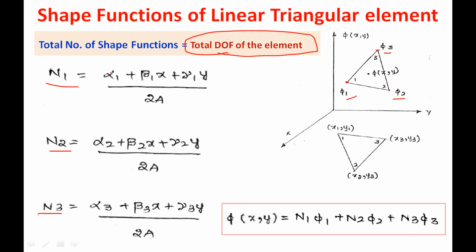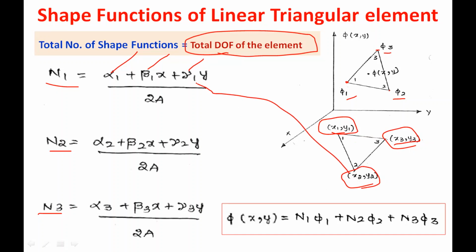Now, how do we determine these alpha, beta, gamma values? For that we have a general expression, and once you know the xy coordinates of each node, based on these coordinates we are able to find the alpha, beta, gamma values and the 2A value. Then we can get N1, N2, N3. Once you know these shape functions, by using them in the interpolation function, we are able to find the value of the field variable within the triangular element.